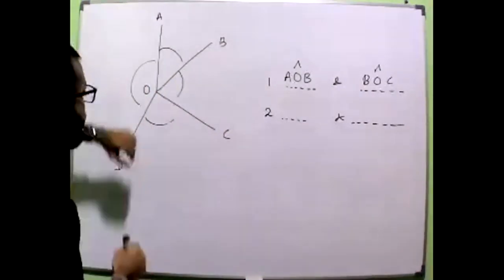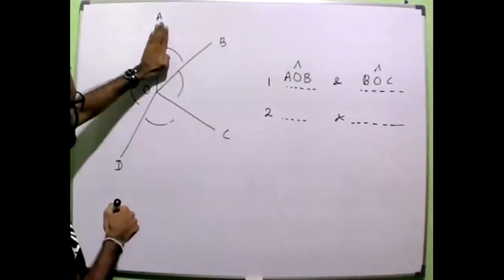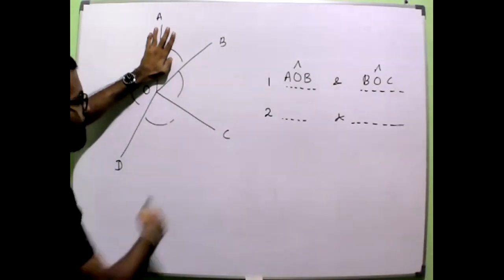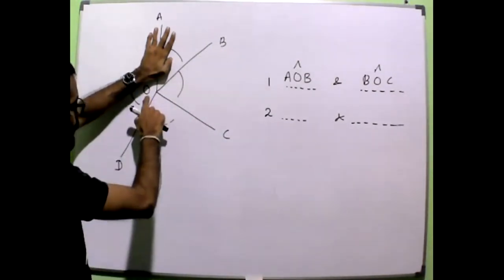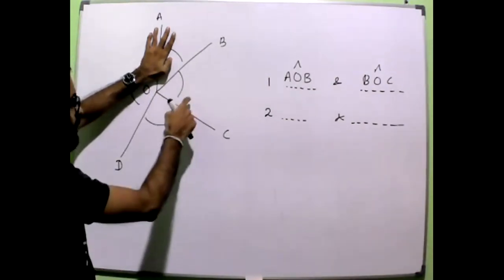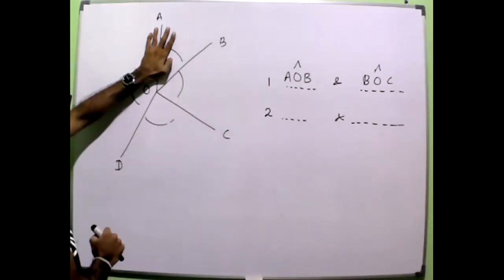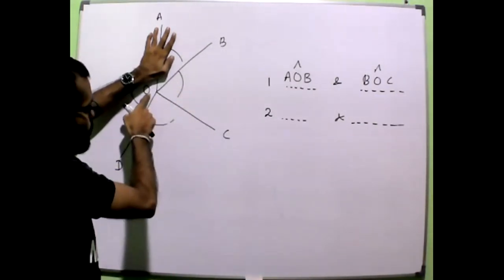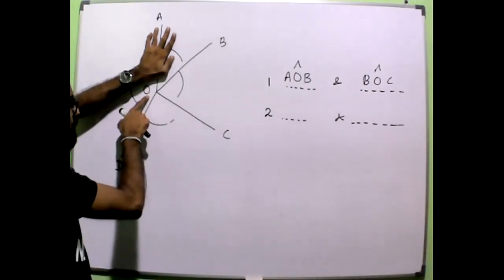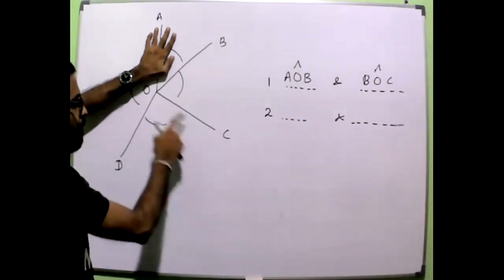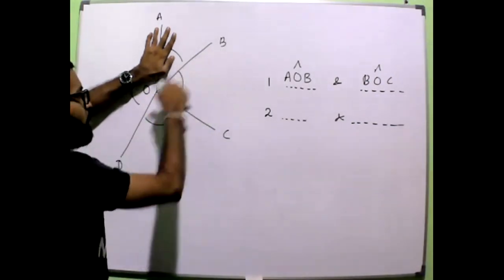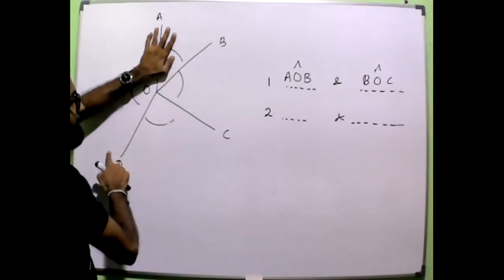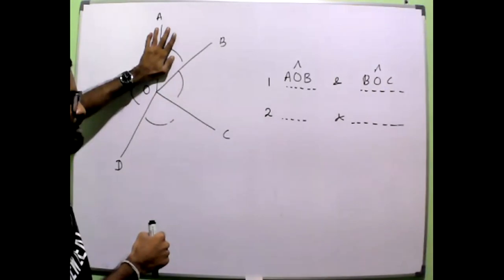So second pair. I'm going to forget OA. Now I have BOD and OC. So here, when you consider this angle and this angle, the topmost angle and the bottom angle, O is the common vertex and OC is the common arm. So then we can say BOC and COD are a pair of adjacent angles.